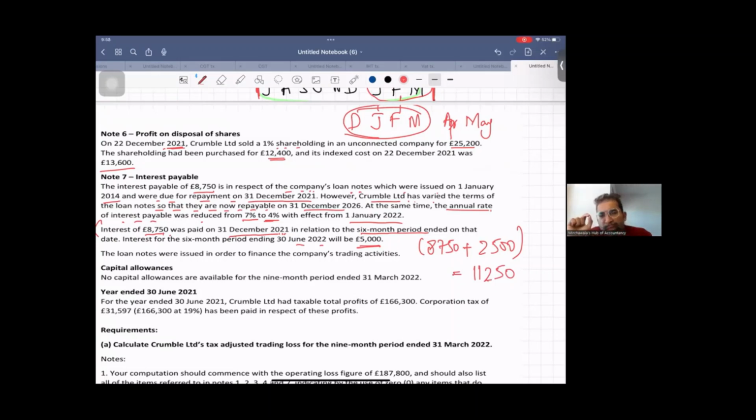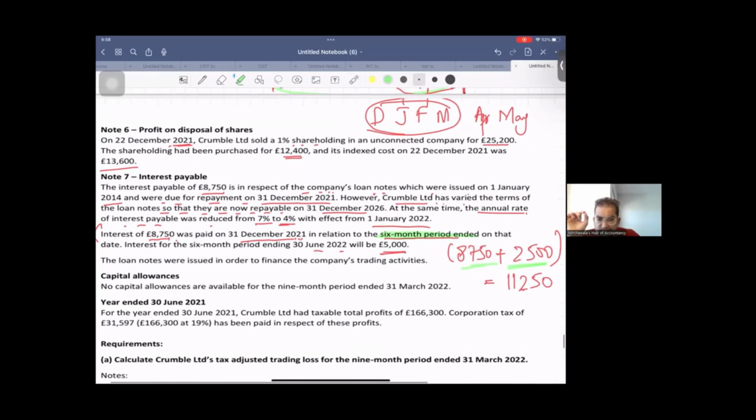So my dear students, look at here. We have to do calculation on accrual basis, and our accounting period is 9 months. So they are clearly saying, see, for the first 6 months period, it is 8750. And next 3 months, it's 2,500. Did you understand this point? Please tell me. Did you understand this point, students?